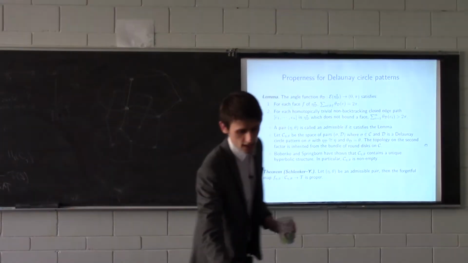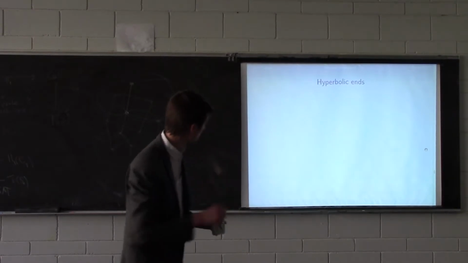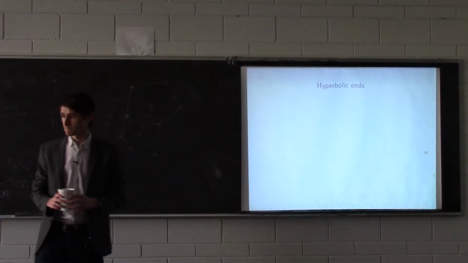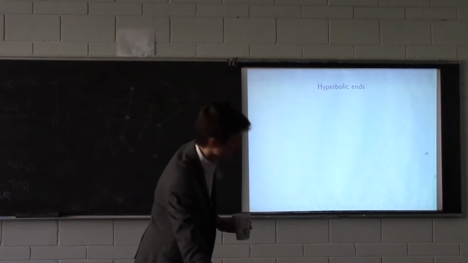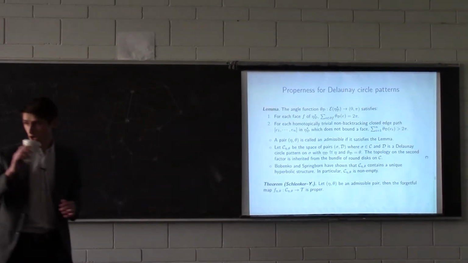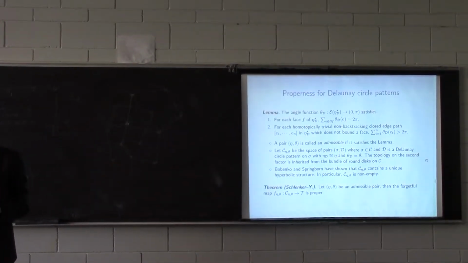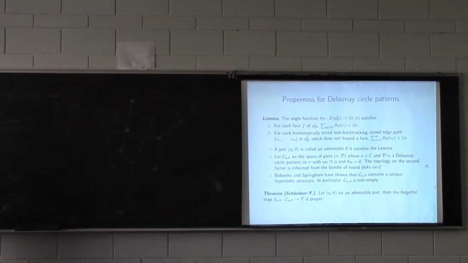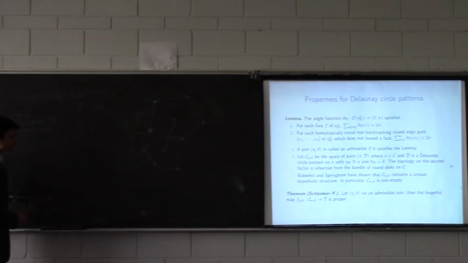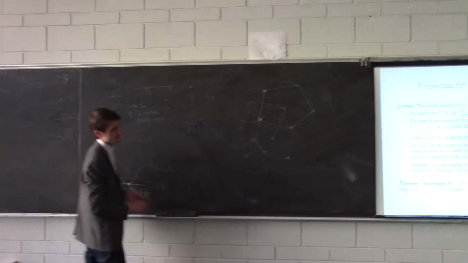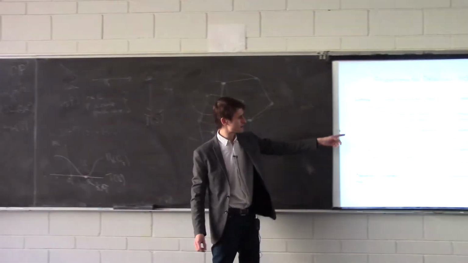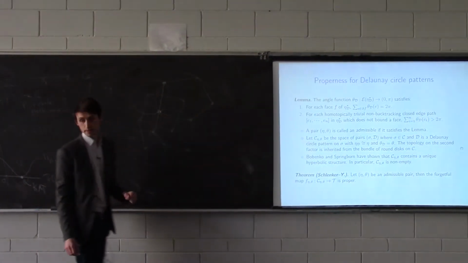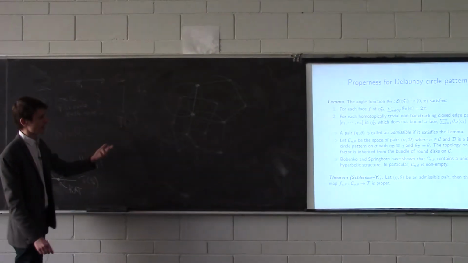So how do we deal with this? We work in hyperbolic. You can define the angle now. Where C eta theta is the space of pairs, CP1 structure and Delaunay circle pattern, but with the angle function theta.